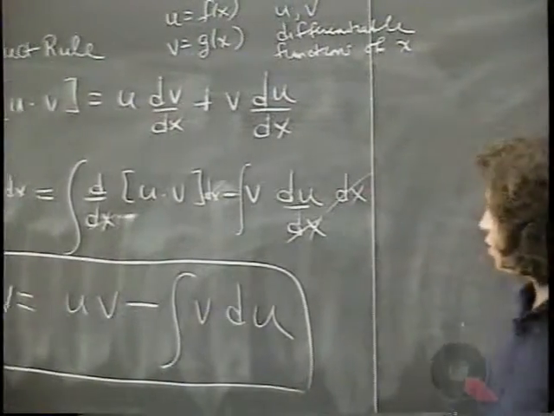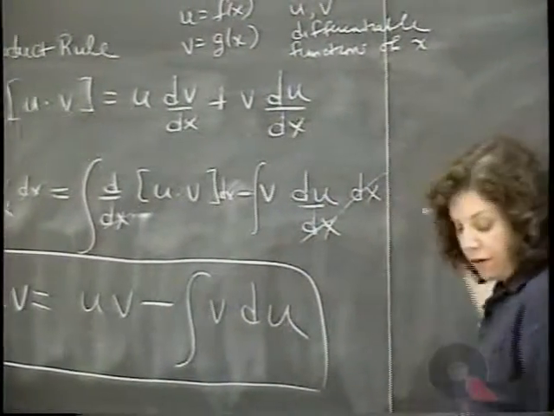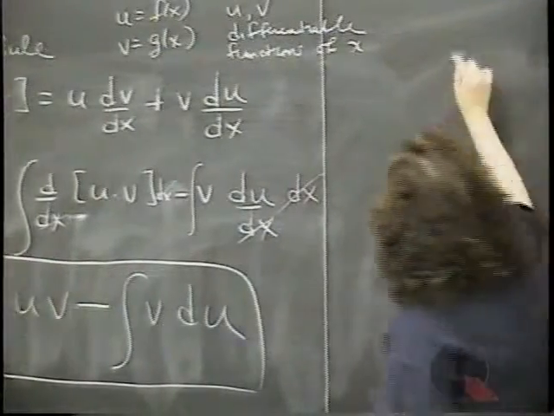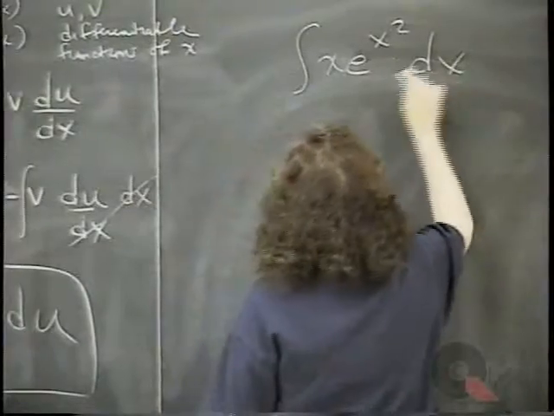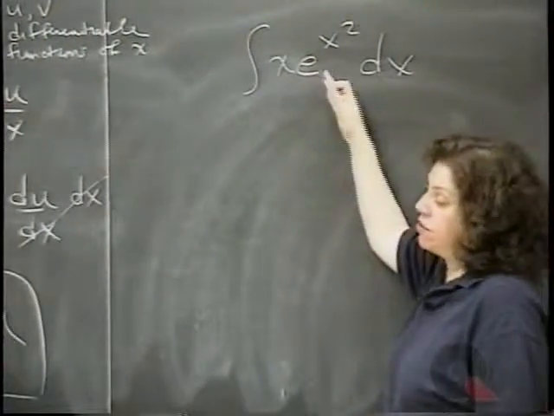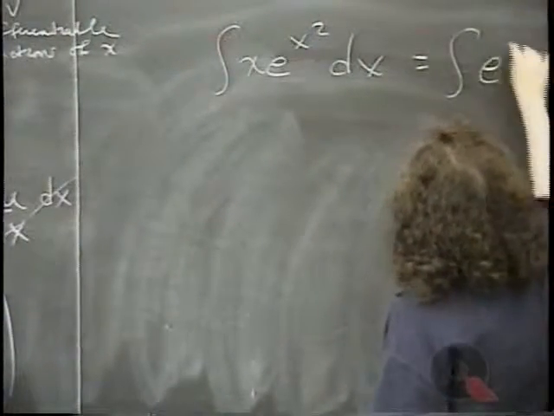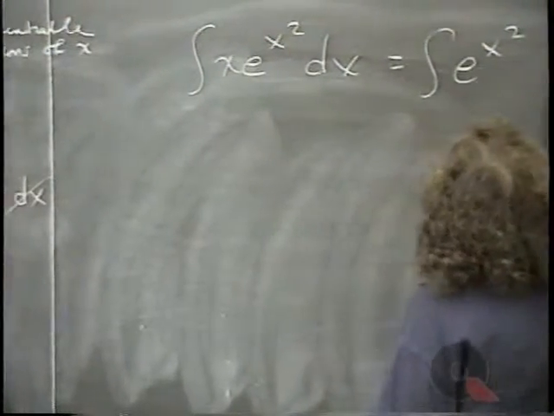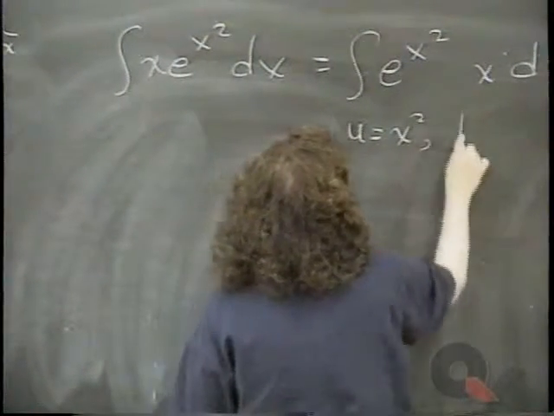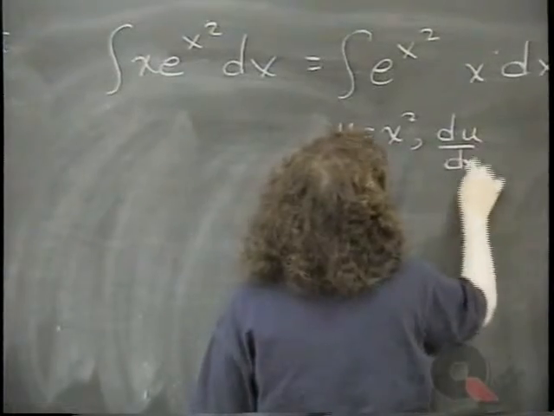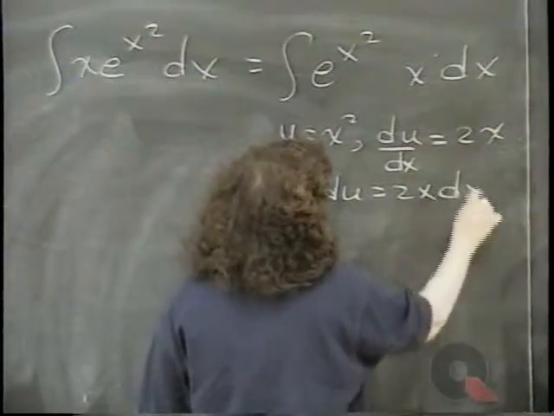Now, it's important to know that it's good for this, assuming that they're not in basic form. For example, if I wanted to integrate x e to the x squared, even though this is a product of algebraic and transcendental, you're supposed to know that this is in basic form. In other words, this is the integral of e to the x squared, x dx. If you let u be x squared, then du dx would be 2x, du would be 2x dx.